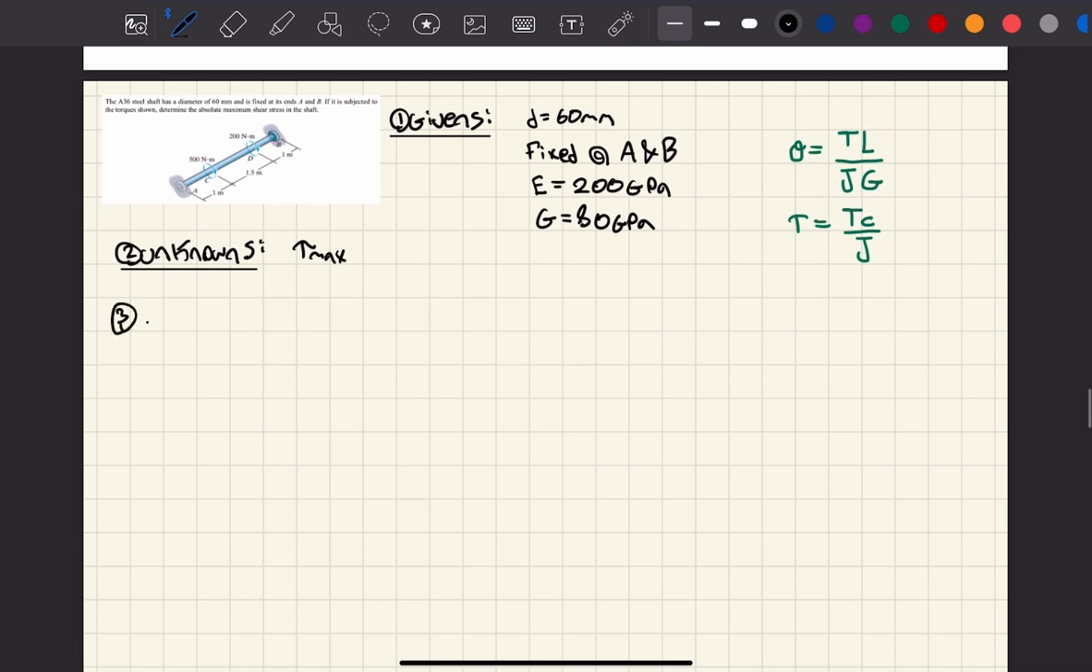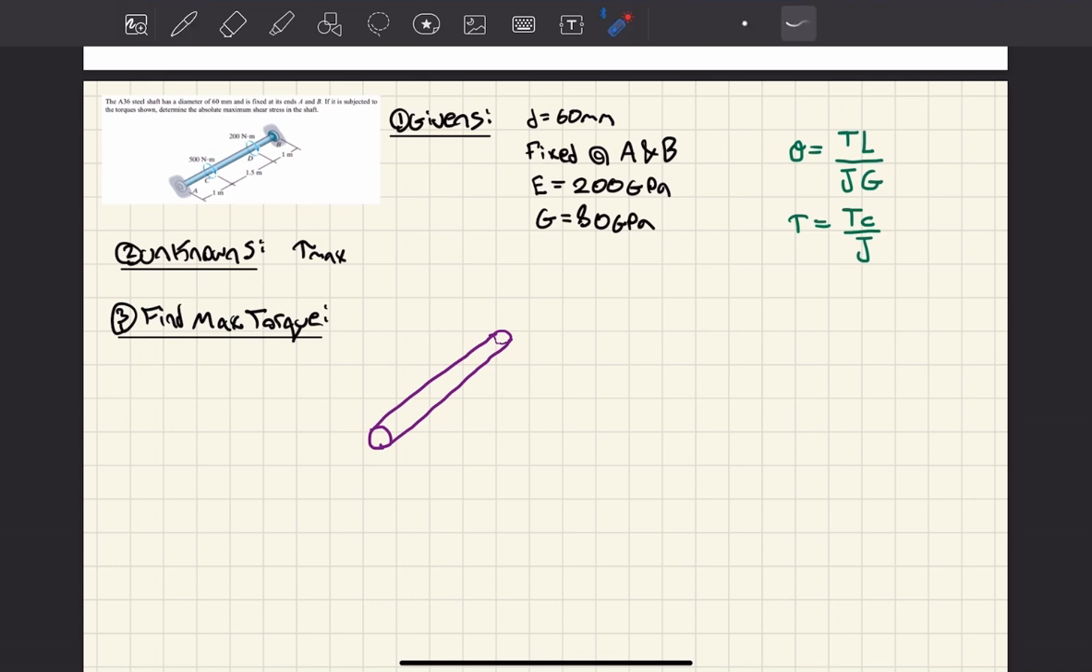So number 3, we want to find max torque, right? Okay, how are we going to do that? Well, we're just going to sum torques like how we always have for a while now. So let's just draw our shaft like so. We're not going to cut anything just yet. So it kind of looks like that. If I look at my diagram, this is point C, this is point D, this is point B, this is point A.